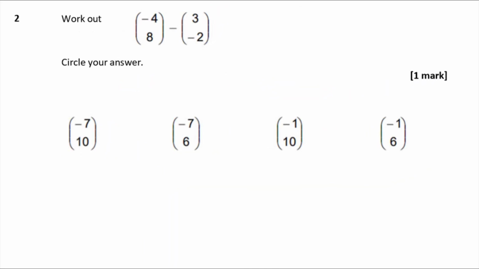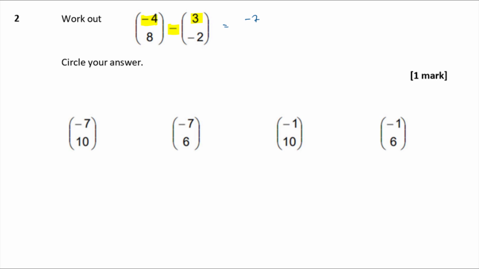Question 2, work out negative 4, 8, minus 3, negative 2. These are column vectors, aren't they? Okay, and when you're subtracting column vectors, you have to subtract like with like. So I'm going to do negative 4 subtract 3. Negative 4 subtract 3 is negative 7. So this is going to be equal to negative 7 on the top.